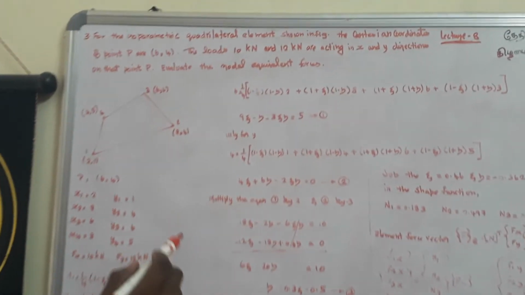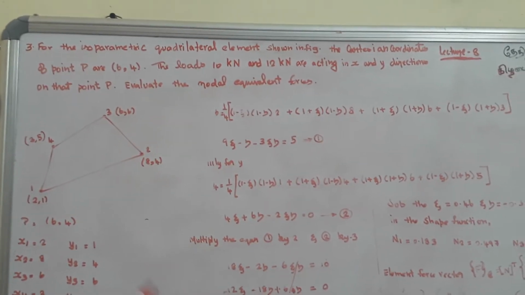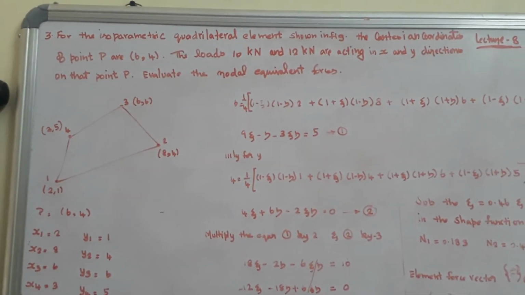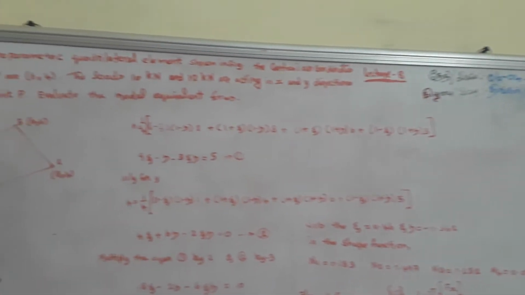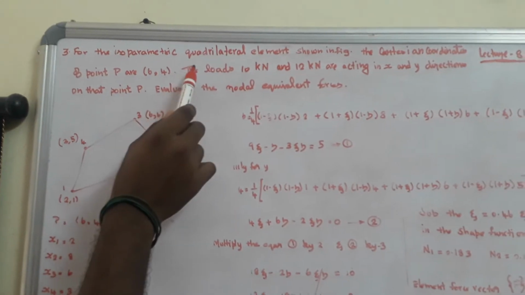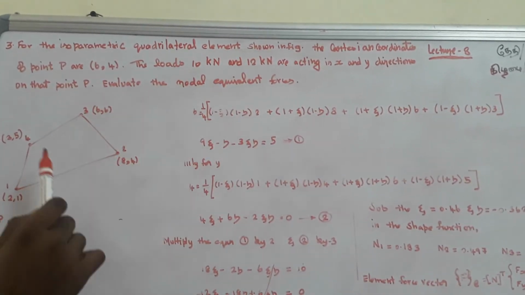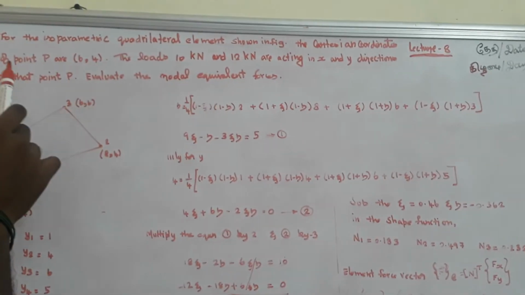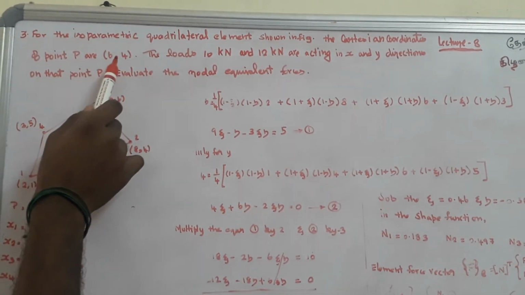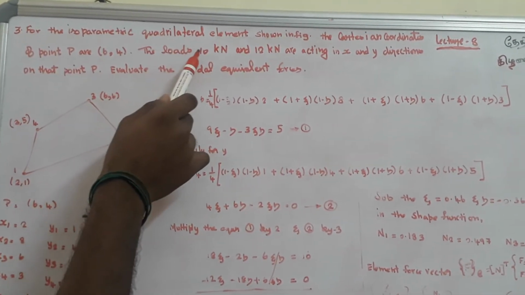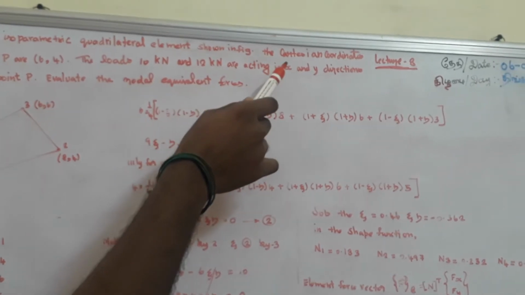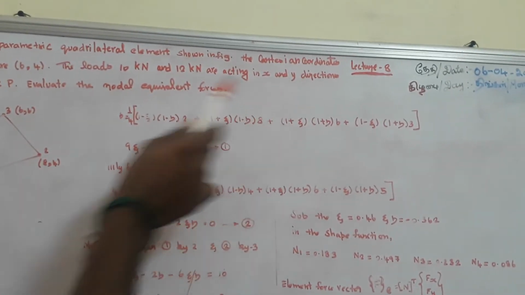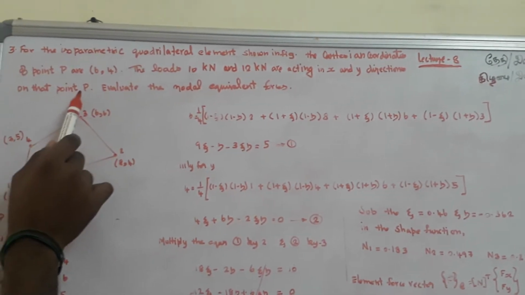Hello to all, and this is lecture number 6, third problem for the isoparametric quadrilateral element. I am going to read the problem. For the isoparametric quadrilateral element shown in the figure, the Cartesian coordinates of point P are 6, 4. The loads of 10 kN and 12 kN are acting in the x and y directions on the point P.